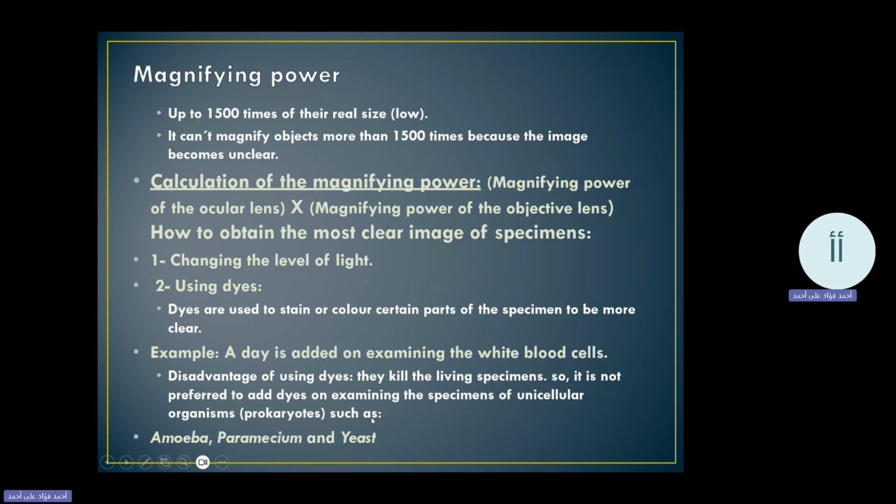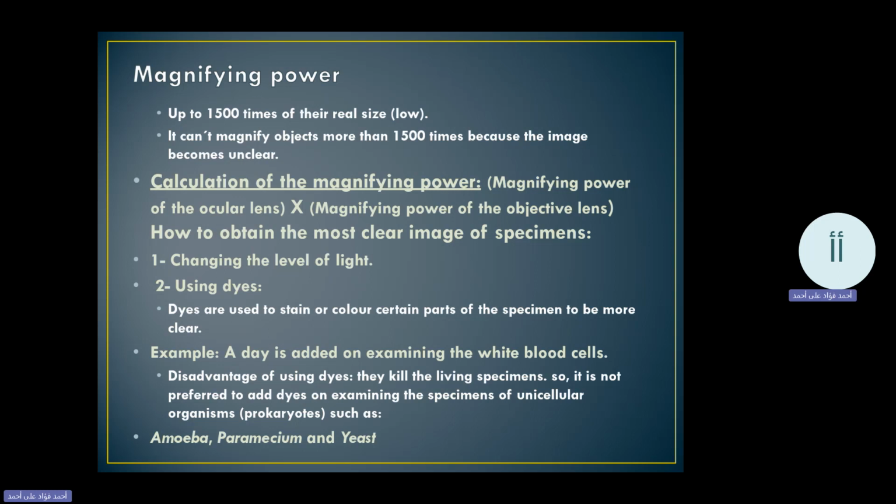طبعا هنا من الحاجات اللي انا ممكن افحصها باللايت مايكروسكوب زي الاميبا والباراميسيوم واليست والبكتيريا، كل دي تعتبر مايكرو اورجانيزمز unicellular organisms can be examined by the light microscope. واهم نقطه لازم نعرفها ان الماجنيفاينج باور اوف لايت مايكروسكوب equal magnifying power of an ocular lens times magnifying power of the objective lens. Say that مثلا لو قال لك what happens if the magnifying power of the ocular lens becomes 100 and the magnifying power of the objective lens is 30.